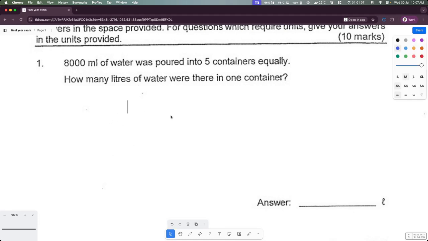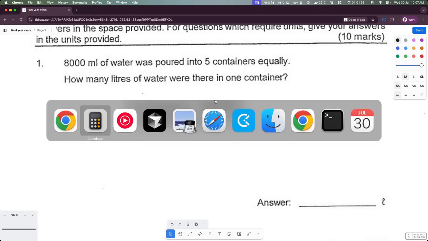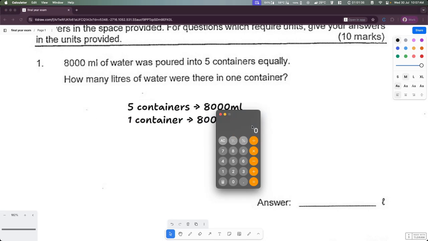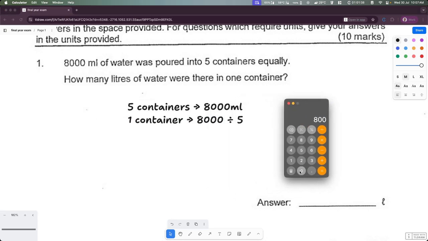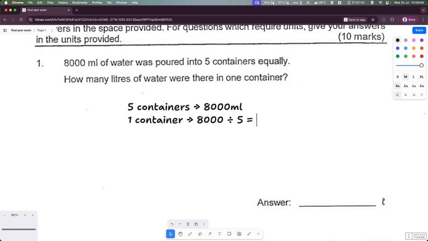All right, so we can write down 5 containers is equal to 8,000 milliliters. So we want to have one container, which is equal to 8,000 divided by 5. Okay, so we can use our calculator. 8,000 divided by 5 will give us 1,600. This is 1,600 milliliters.